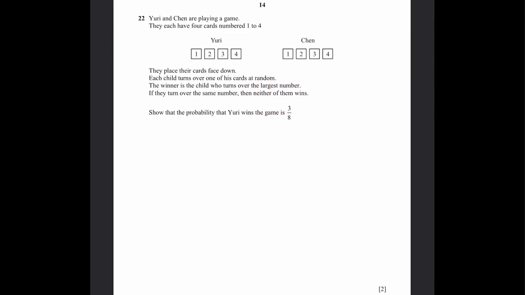So the probability that Yuri wins the game is 3 by 8. First, let's take that he chooses 2 and Chen chooses 1, which means he wins, as he has the greater number. So that'll be 1/4 × 1/4, because both probabilities are 1/4, plus 1/4 for the probability of getting a 3, multiplied by the probability of getting 2 or 1 for Chen, which is 2/4, plus 1/4, which is the probability of getting a 4, multiplied by the probability of getting either 1, 2, or 3 for Chen, which is 3/4.